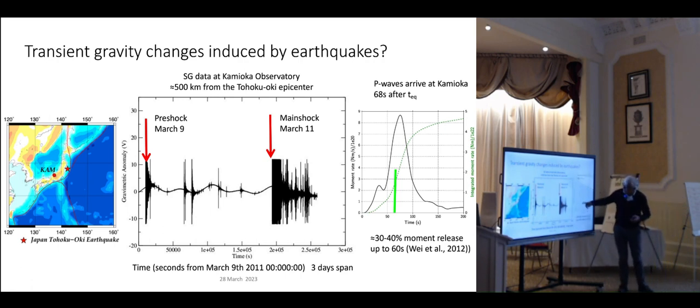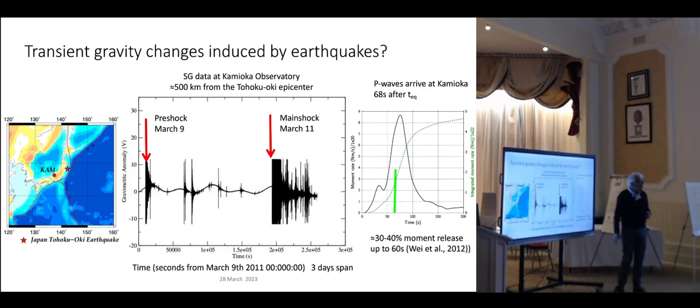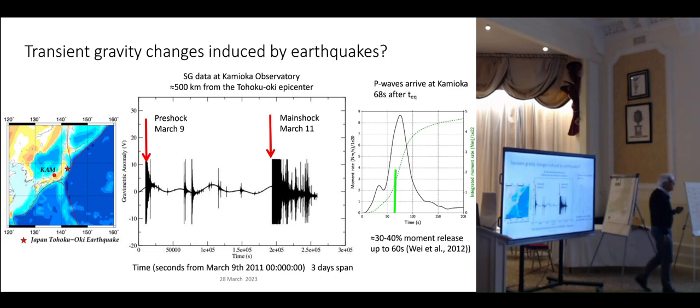Of course, one main difficulty is that the source time function here lasted more than 100 seconds. And so what we want to see is the signal before the arrival of P waves. P waves arrive about 60 seconds after the beginning of the rupture. During the first 60 seconds, you have about 30% of the moment release. So we really have to look at the first 60 seconds after the start of the rupture.